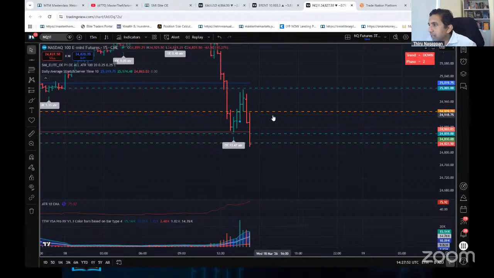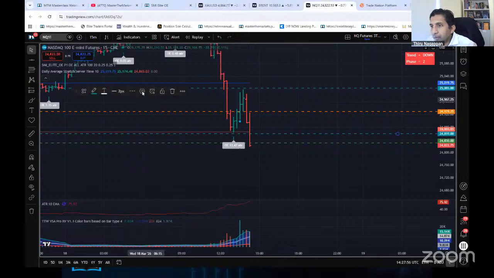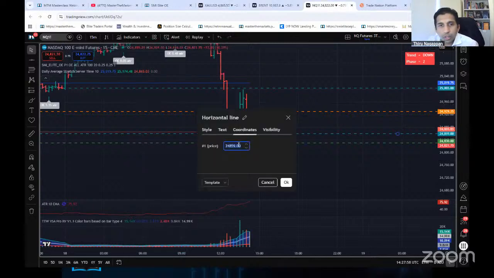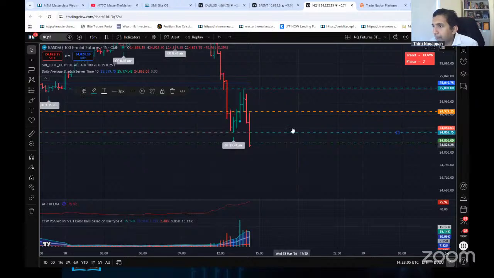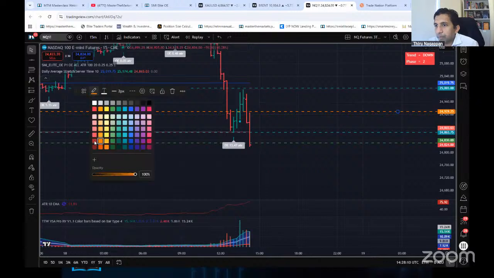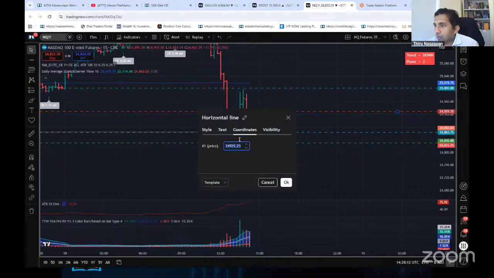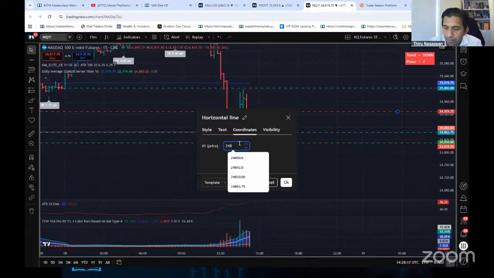So 24863 is where we got in. If I want to show that visually here, so 24863.75, okay, and stop was for 24,925. So we went for the 0.2 ATR. Now I'll give you another target that we can take a look.